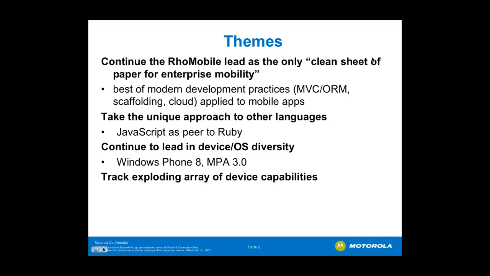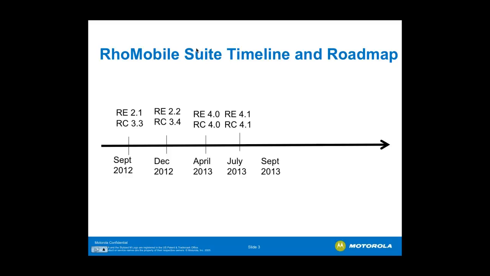In general, this ties into our overall theme of tracking the exploding array of device capabilities from Motorola and other device manufacturers. So we support some of these raw sensors, like accelerometer and magnetometer, on other devices such as iOS and Android. That's a very exciting development, and I'll be showing an example of that.